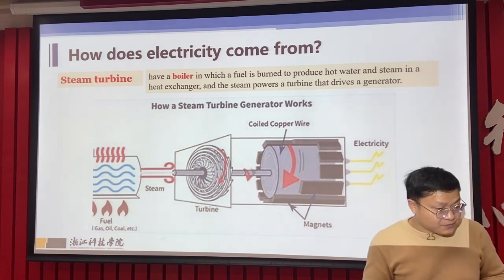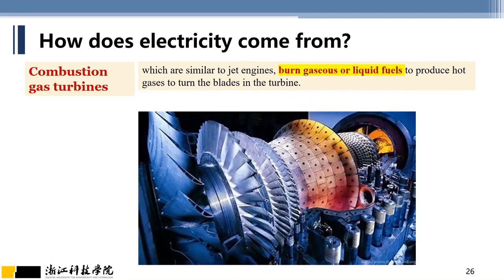electricity output. The second one is the combustion gas turbine, which is similar to a jet engine. The gas or liquid fuels are burned, and then the produced hot gases drive the blades of the turbines, and then it drives the electricity generator.